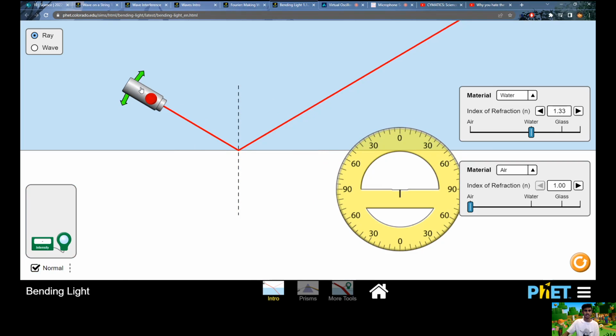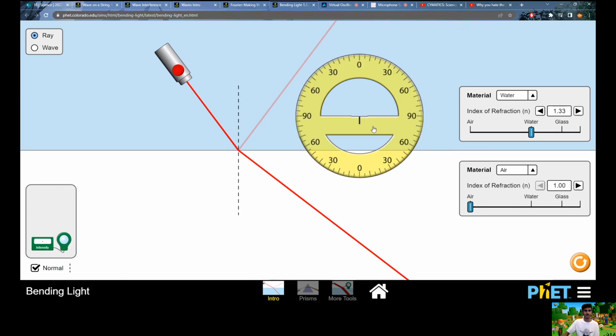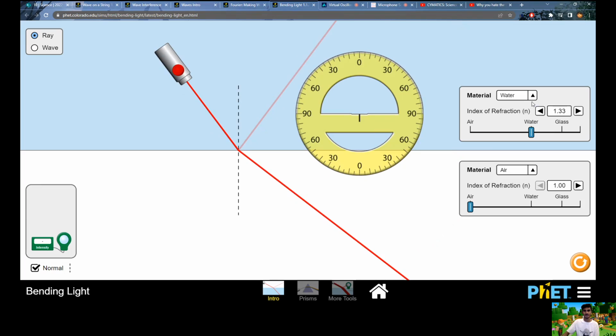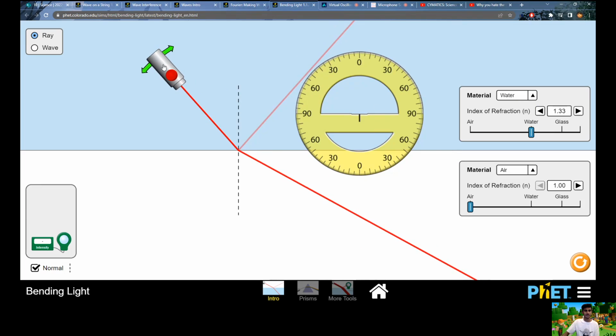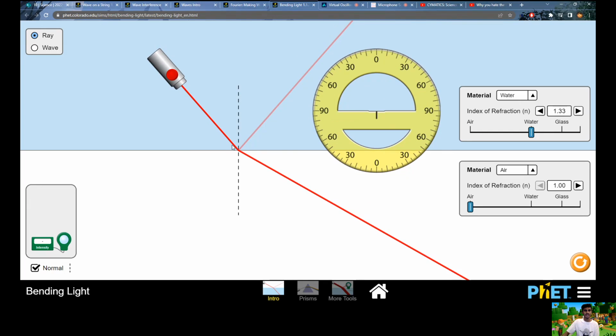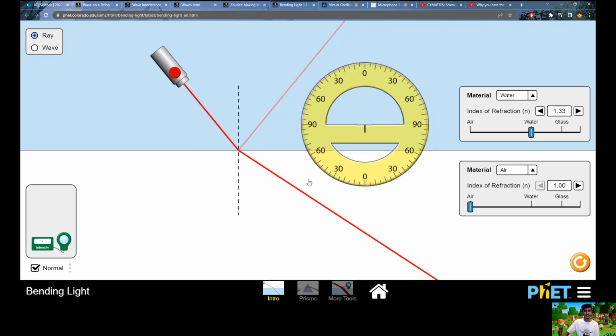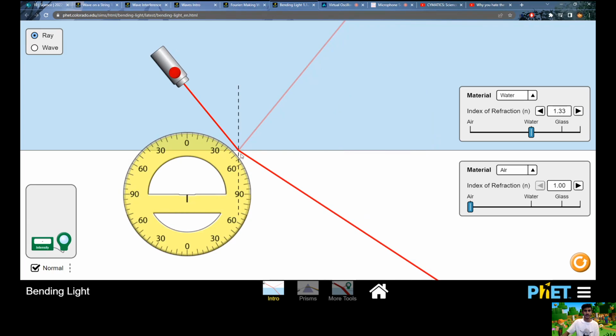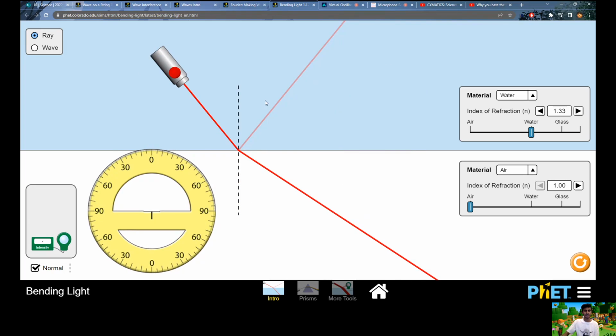Let's put ourselves in the position of the fish. So the fish being in the water over there, upside down. So here we can see the reflection of light happening inside the water. That will always happen. And we can see the refracted ray is now bending away from the normal because it's going from a more dense medium to a less dense medium.